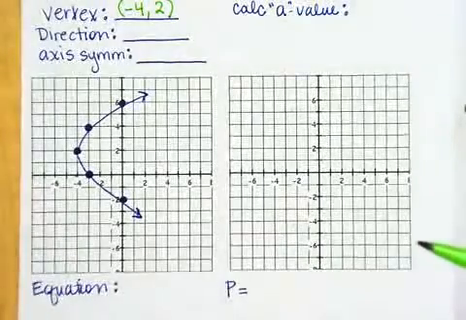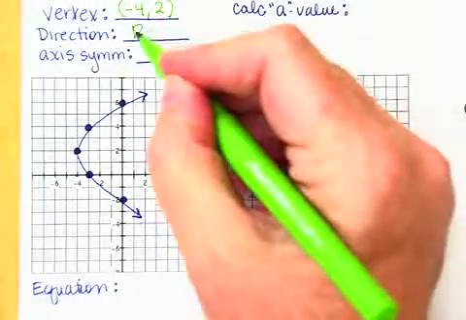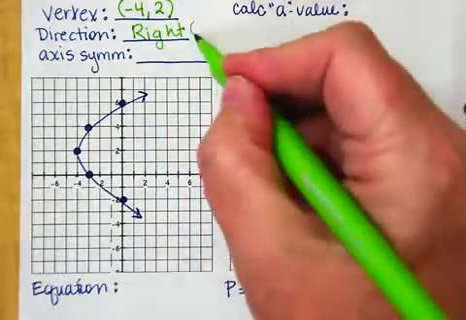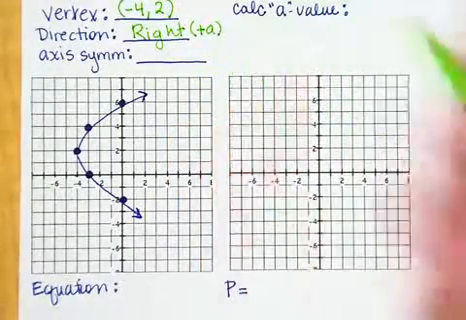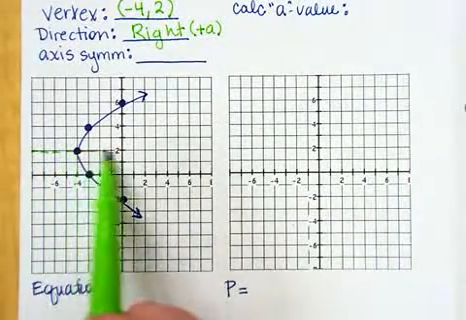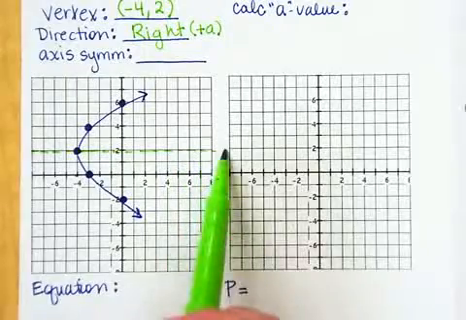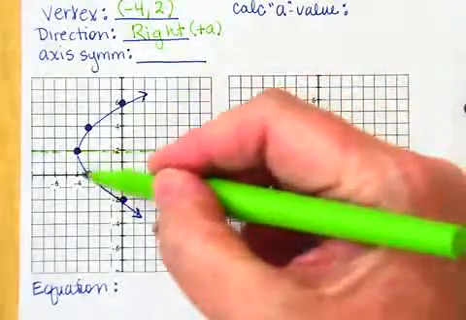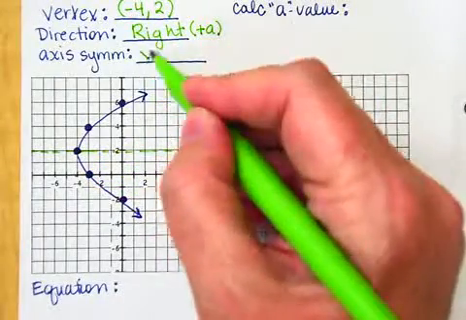Direction. So our direction is to the right. This is telling me that I have a positive A value. The axis of symmetry cuts through the vertex, and these parabolas are always going to be symmetrical. So the axis of symmetry is y equals 2.